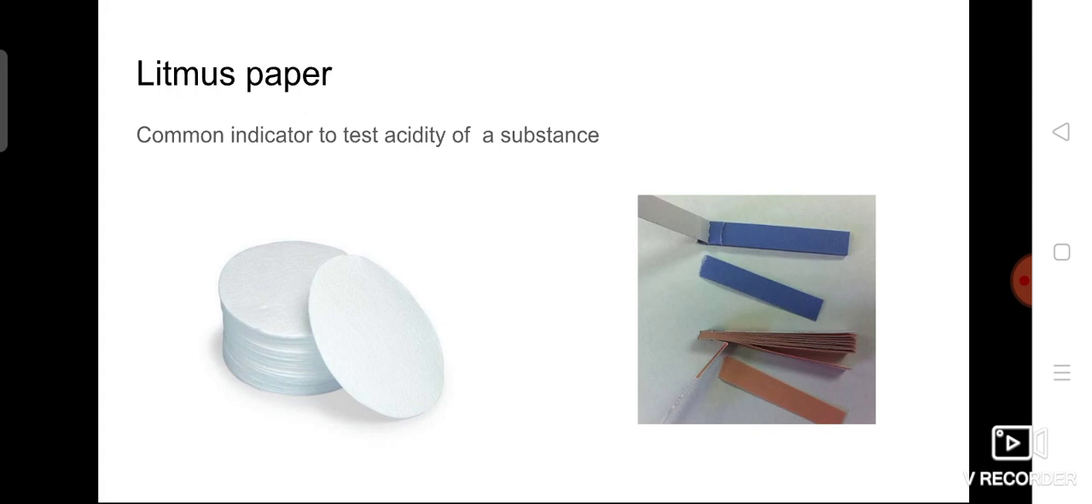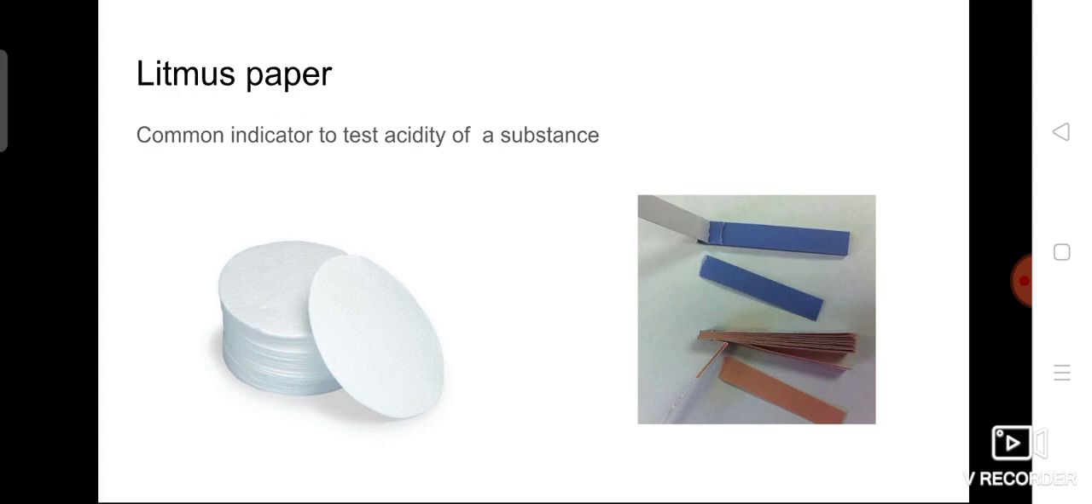I told you the most commonly available litmus papers are red and blue litmus papers. They are commonly used. They are cut into strips, meaning lengthwise, and then it is more convenient to use as an indicator paper. So litmus paper is one of the most common indicators to test the acidity of a substance. If you want to check whether the given substance is acidic or basic, we have to use litmus paper.